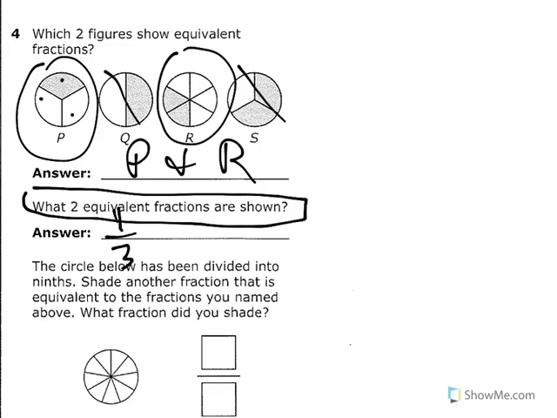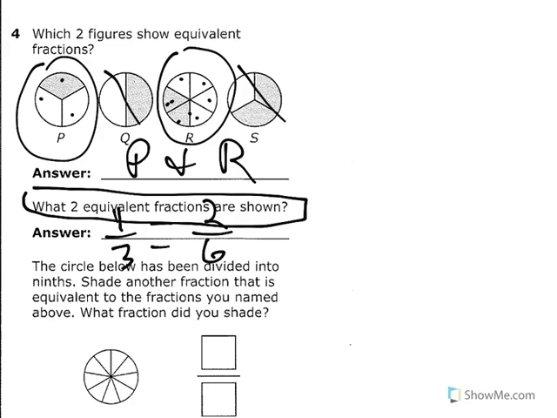So that's 1/3, and the other fraction right here, R, is 1, 2, 3, 4, 5, 6. So 6 is my denominator, and two of them are shaded, so 2/6. So 1/3 and 2/6 are equivalent fractions.